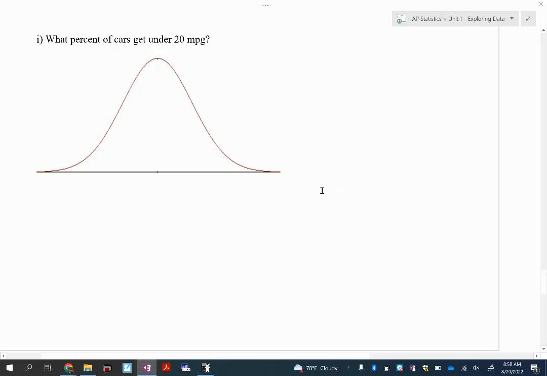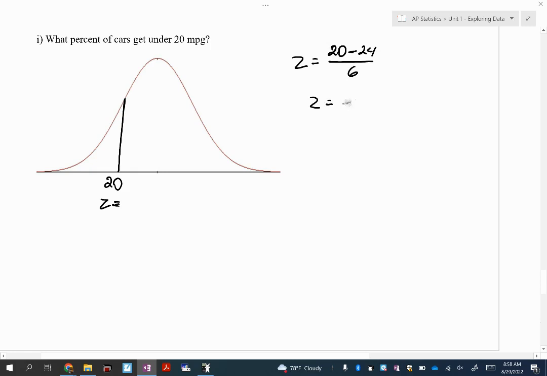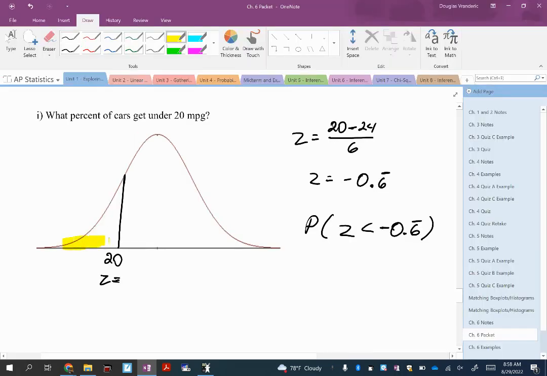So on this one, for what percent of cars get under 20, we're back to one of the first ones that we did, where 24 is in the middle and 20 is here, right? So we can get a z-score like we did earlier. I think we actually found this in one of our problems between 20 and 30. So my z-score is 20 minus 24 over 6, which is going to be that -2/3 number again, so -0.6 repeating. So we're finding that percent of cars that is under this 20 miles per gallon. So I'm going to shade under here.